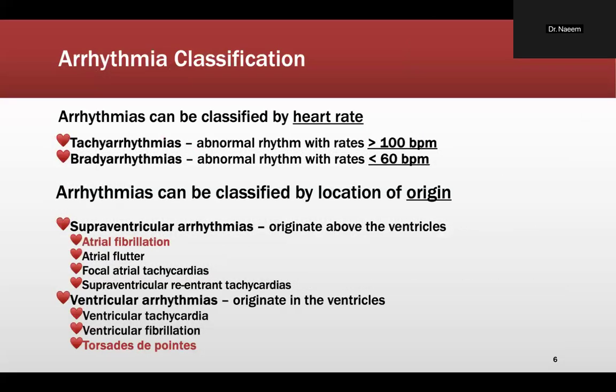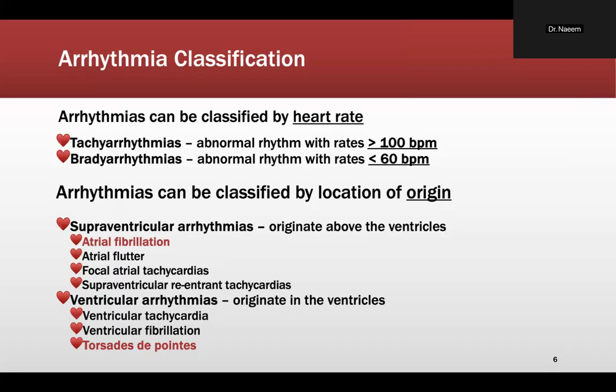Arrhythmias are classified by heart rate. Tachycardia or tachyarrhythmia is a heart rate of greater than 100. Bradycardia or bradyarrhythmia is a heart rate of less than 60. You all should know by this point, and it's come up a little bit throughout the cardio module, that a normal heart rate is between 60 and 100 beats per minute. So those cutoffs should make sense.